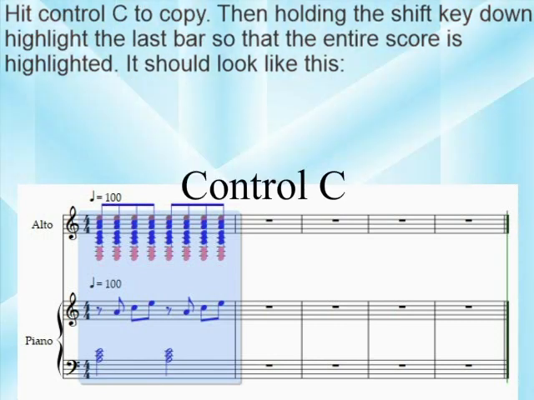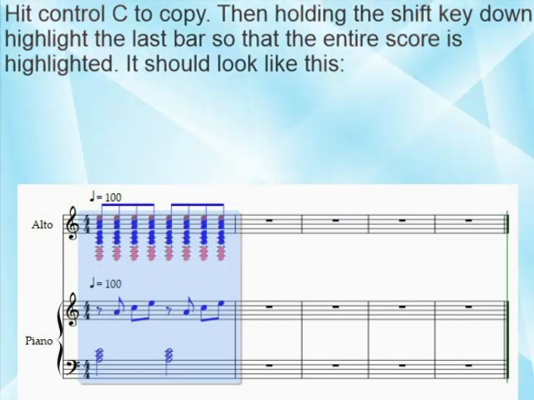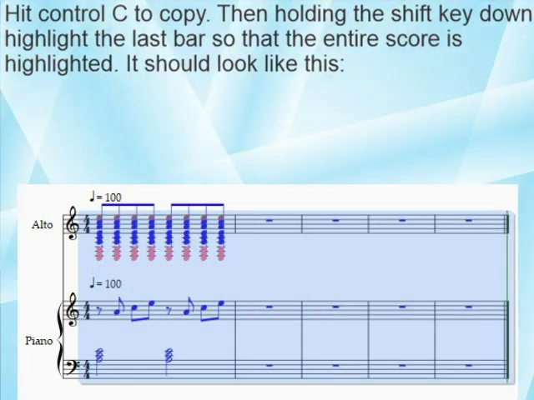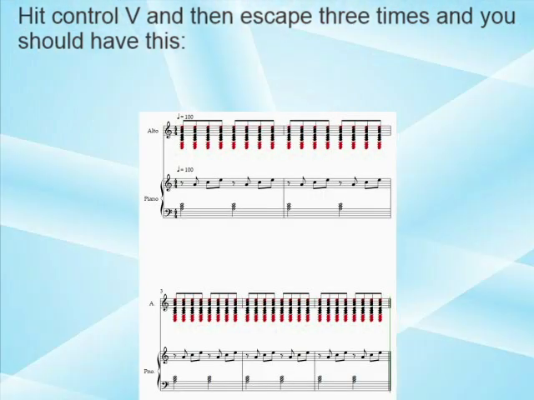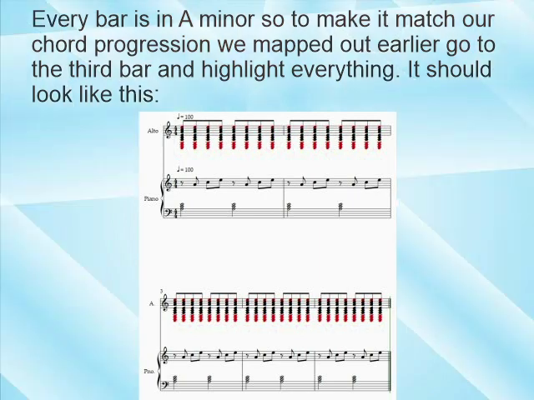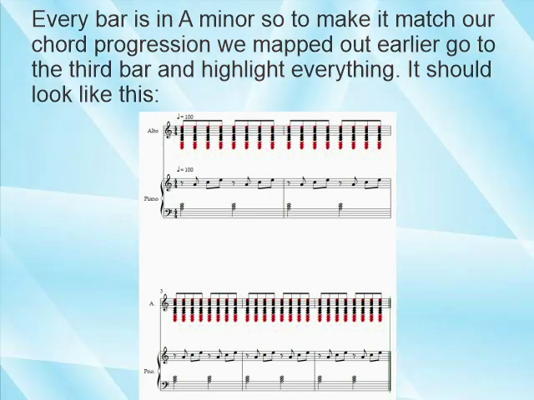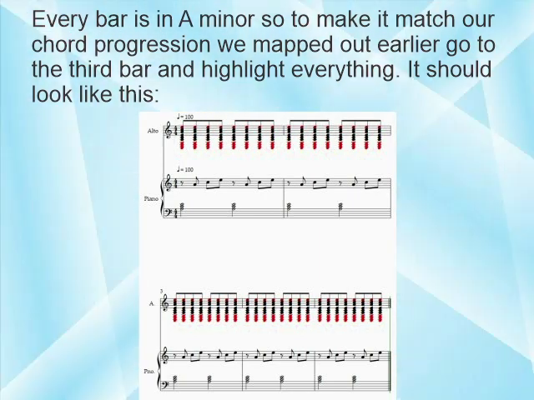Hit Ctrl C to copy, then holding the shift key down, highlight the last bar so that the entire score is highlighted. It should look like this. Hit Ctrl V and then escape 3 times and you should have this. Every bar is an A minor, so to make it match our chord progression we mapped out earlier, go to the 3rd bar and highlight everything.